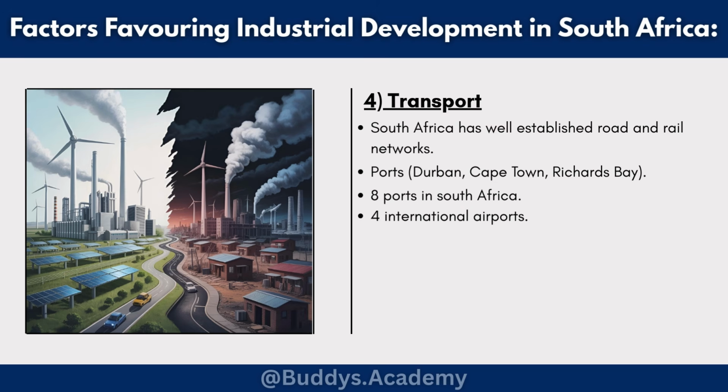Now, South Africa has very good and well-established road and rail networks. For example, let's take a look at our ports, right? We have your Durban, which is the busiest port in Africa. You have your Cape Town port, you have your Richards Bay port. So I think there's a total of 8 ports in South Africa, right? And we're going to have your 4 international airports. And all of these are going to support your exports and your imports.